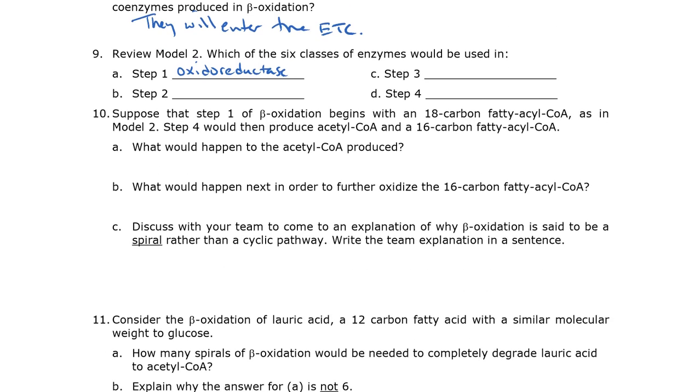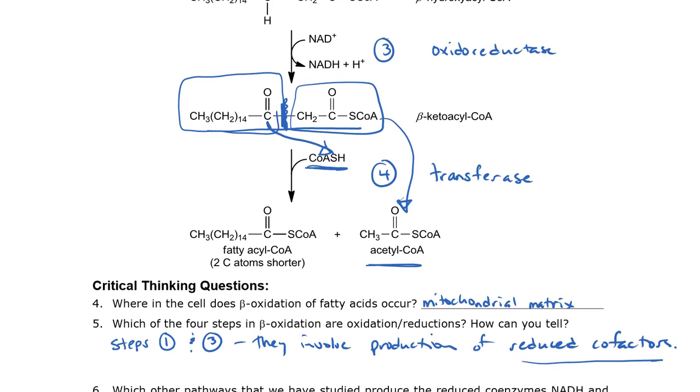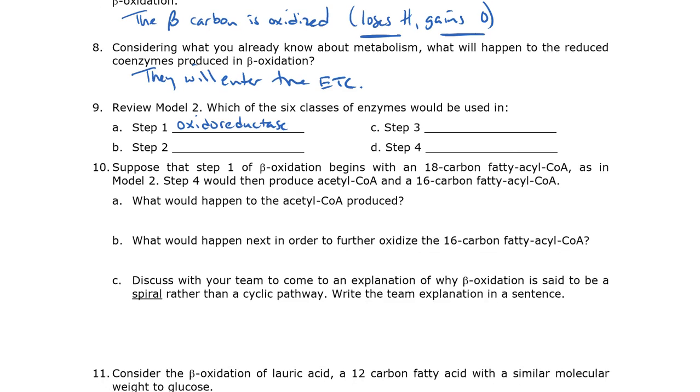Number 10. Suppose that step 1 of beta oxidation begins with an 18-carbon fatty acyl coenzyme A, which is shown in Model 2. In that case, step 4 produces acetyl-CoA and a 16-carbon fatty acyl-CoA. And if you count them up, you can see there's 16. 1 there, 14 there, and 1 there. That's 16. And there's 17 and 18 from the original. So what do you think is going to happen to the acetyl-CoA that gets produced? Pause and write an answer.